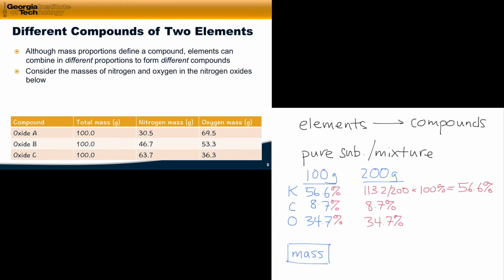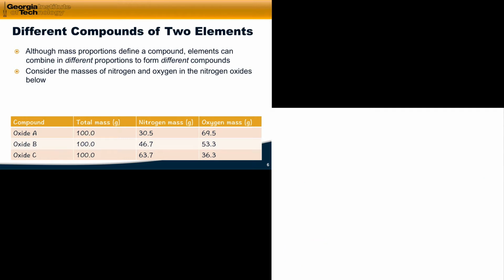Consider the masses of nitrogen and oxygen in the nitrogen oxides that we see below. I've set up the three oxides, A, B, and C, here in a format similar to what we just saw for potassium carbonate. We've got the total mass of 100 grams, the nitrogen mass in the second column, and the oxygen mass in the third column. And so the percentages, again, are definite. Oxide A is always 30.5% nitrogen, 69.5% oxygen.